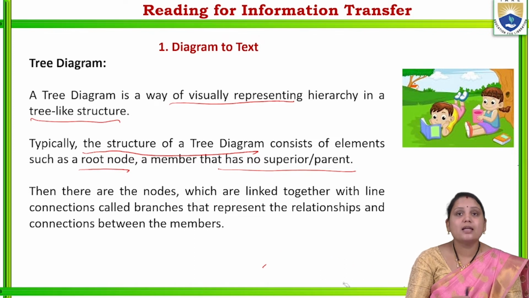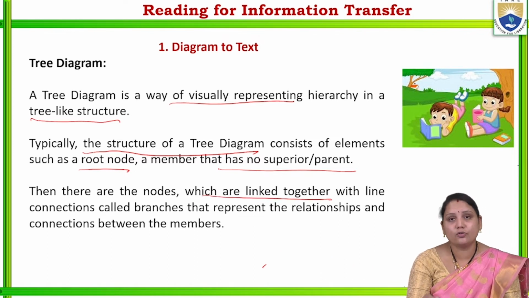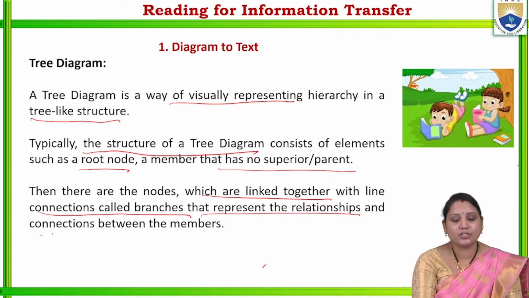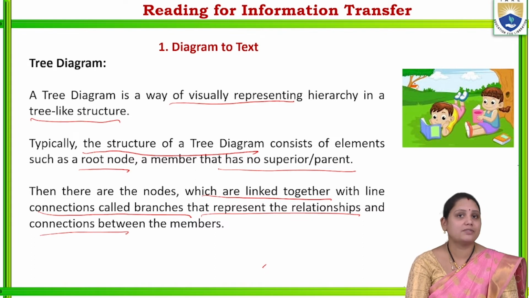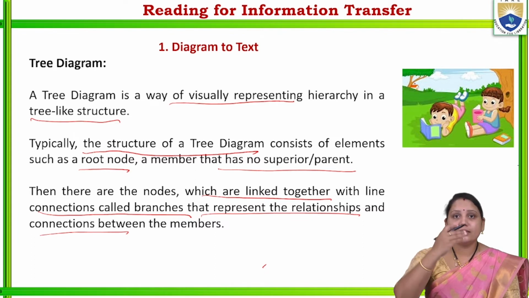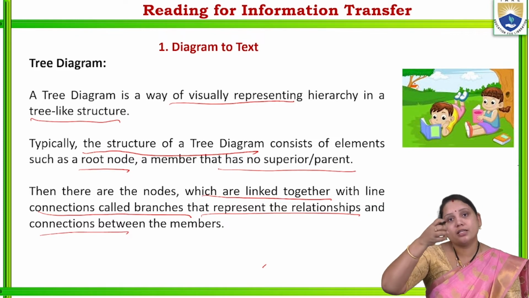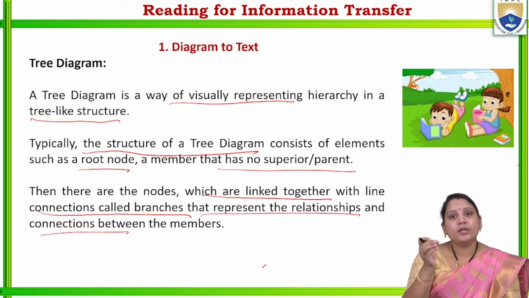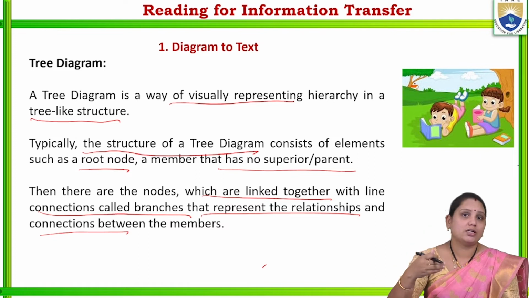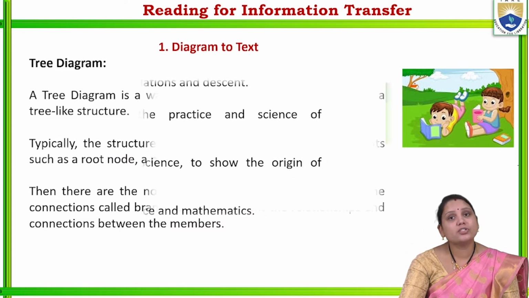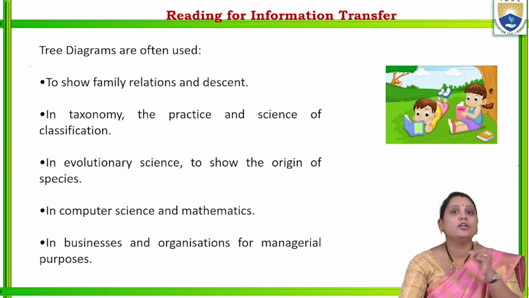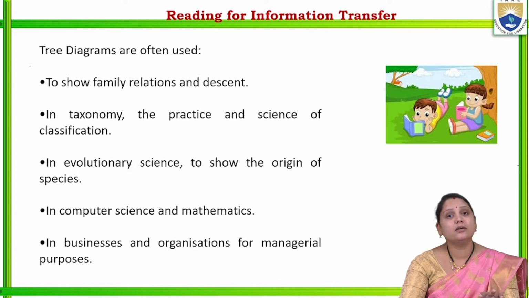Now, there are nodes which are linked together with connections called branches that represent the relationships and connections between the members. As I already told you, the tree diagram will be segregated into roots, and then the branches of those roots having connections with each other. In that way, you can transform the text into a formal tree diagram such that it appeals to and attracts the readers.